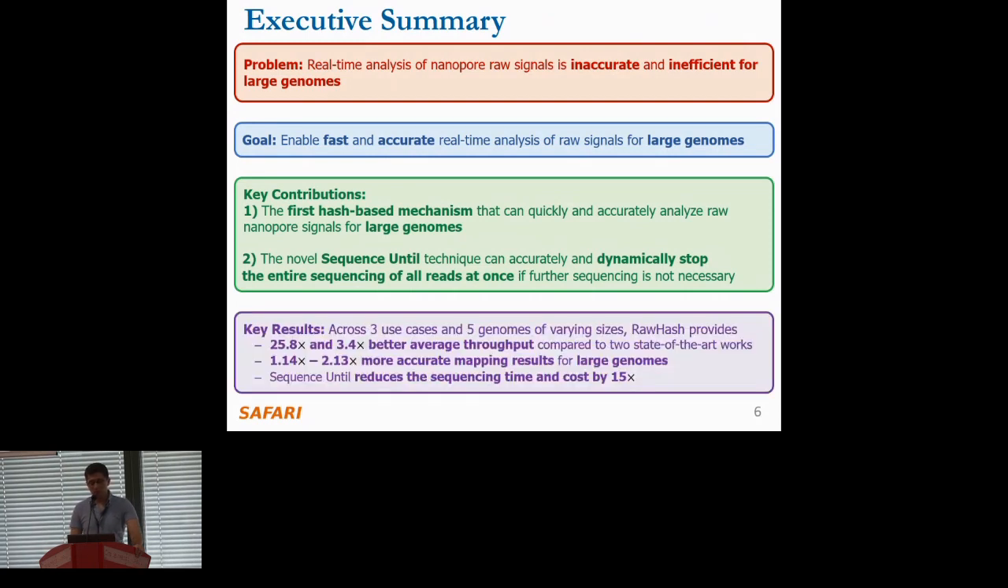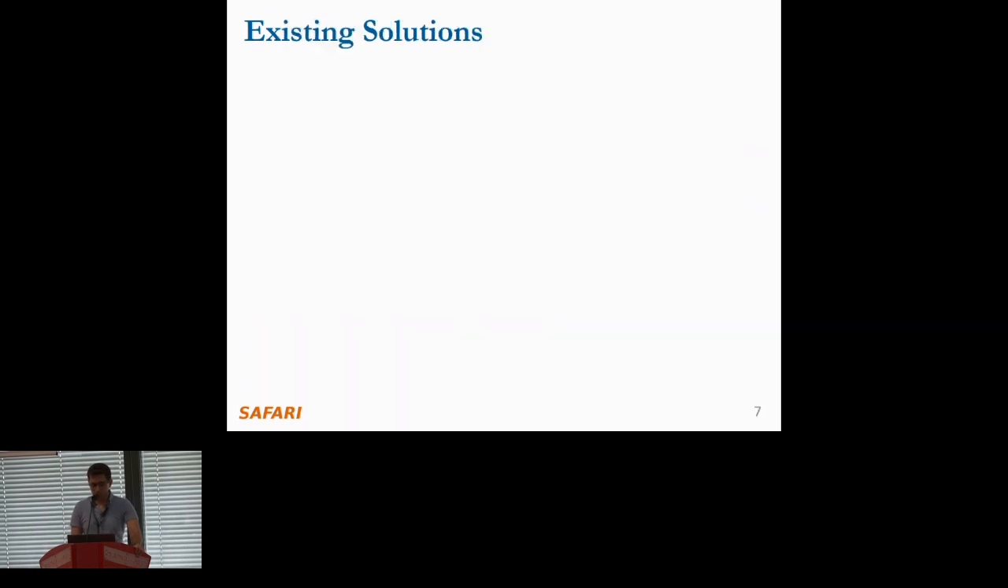Our extensive evaluations across 3 use cases and 5 genomes of varying sizes, including a large genome such as the human genome, show that RawHash outperforms the existing state-of-the-art works. It offers an average throughput that is 25.8 times and 3.4 times better than the existing 2 state-of-the-art works. It also delivers mapping results that are up to twice as accurate for large genomes. And with the sequence until technique, we can reduce the sequencing time and potentially the cost by 15 times.